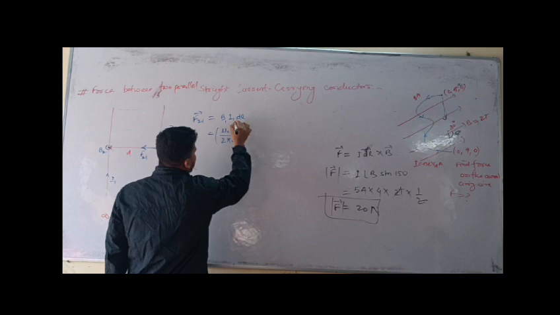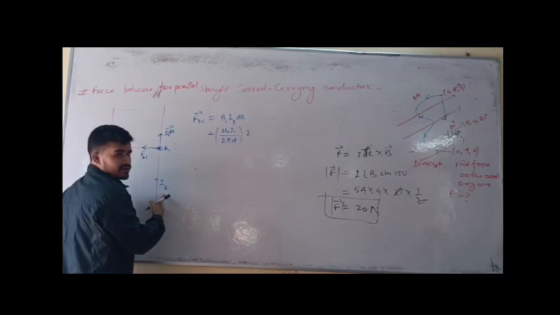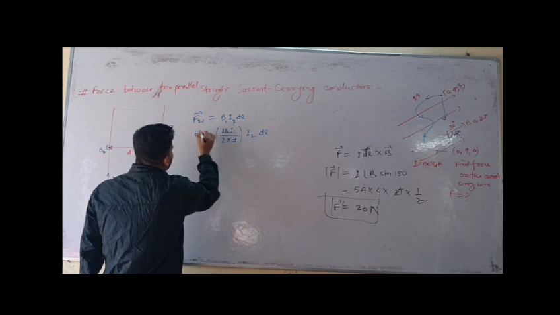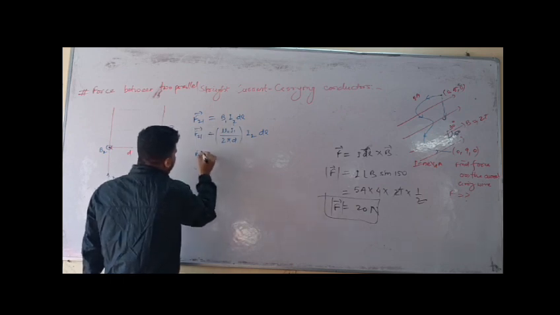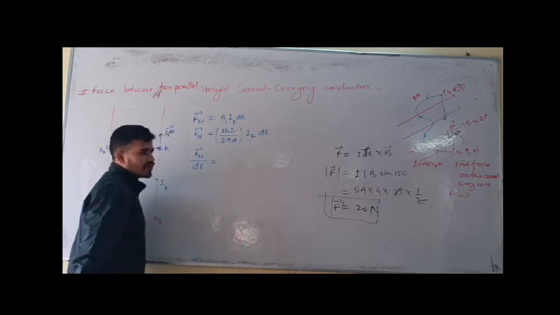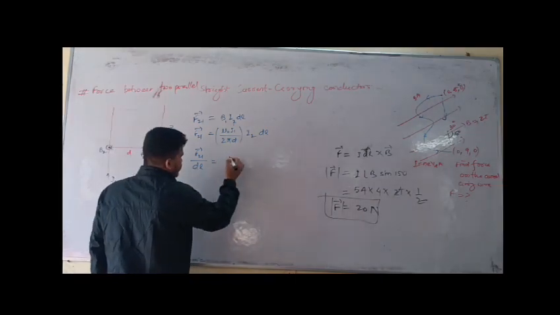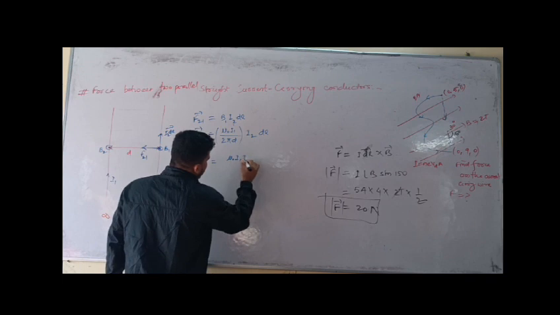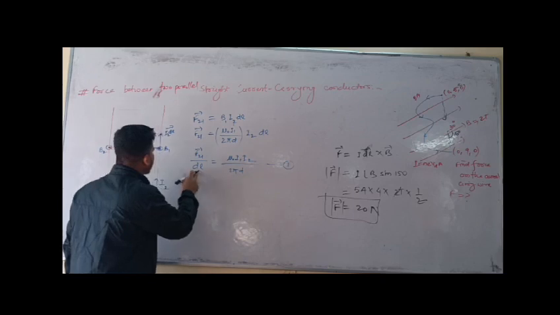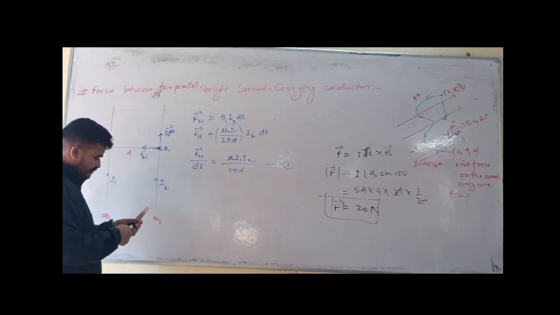Sorry, this is I2 now. So I2 dl, F21 it is. I am taking dl in this direction. Why I am taking dl in this direction, I will tell you later, if this is of greater length and this is of lesser length. First, mu naught I1 I2 dl upon 2 pi d. We got equation 1, force on this. Now, let's talk about the other.